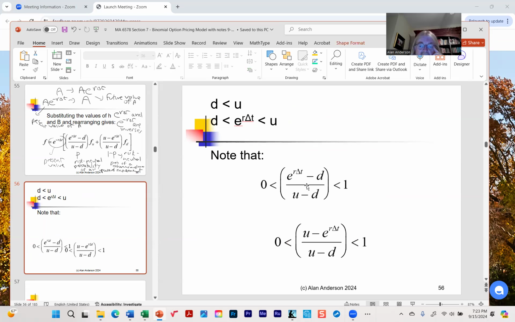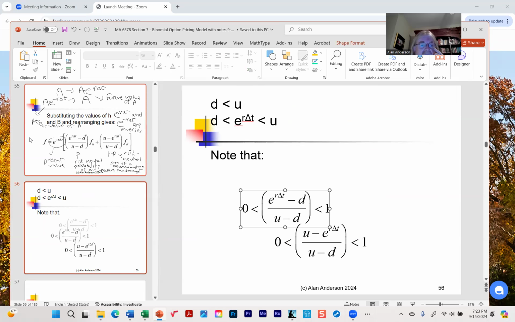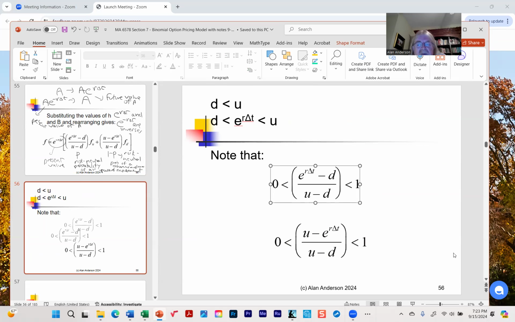And so that will help us understand why this one, by the way, is P. Let me just repeat that again here. This is P and this is 1 minus P. So how do you know that this first one is, in fact, between 0 and 1? Well, because by assumption, e to the r delta t is greater than d.